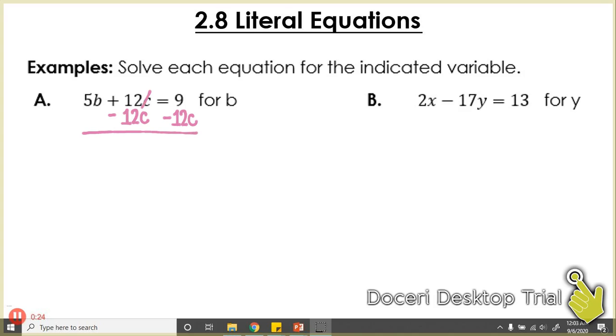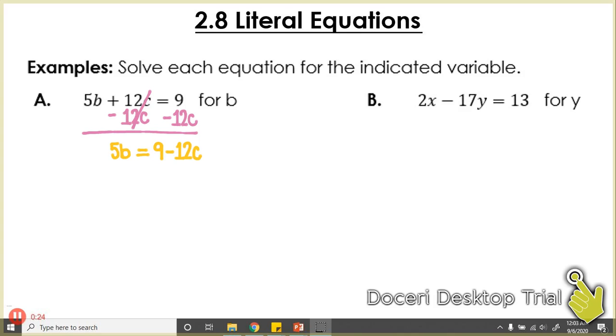So we do know that 12c minus 12c cancels out. We're going to bring down the 5b. We're going to bring down the equal sign. And 9 and 12c are not like terms, so we cannot combine them. We cannot take 9 minus 12 and say we have negative 3c. 9 is a constant because it does not have a variable attached to it. 12c has a variable attached to it, so they are not like terms.